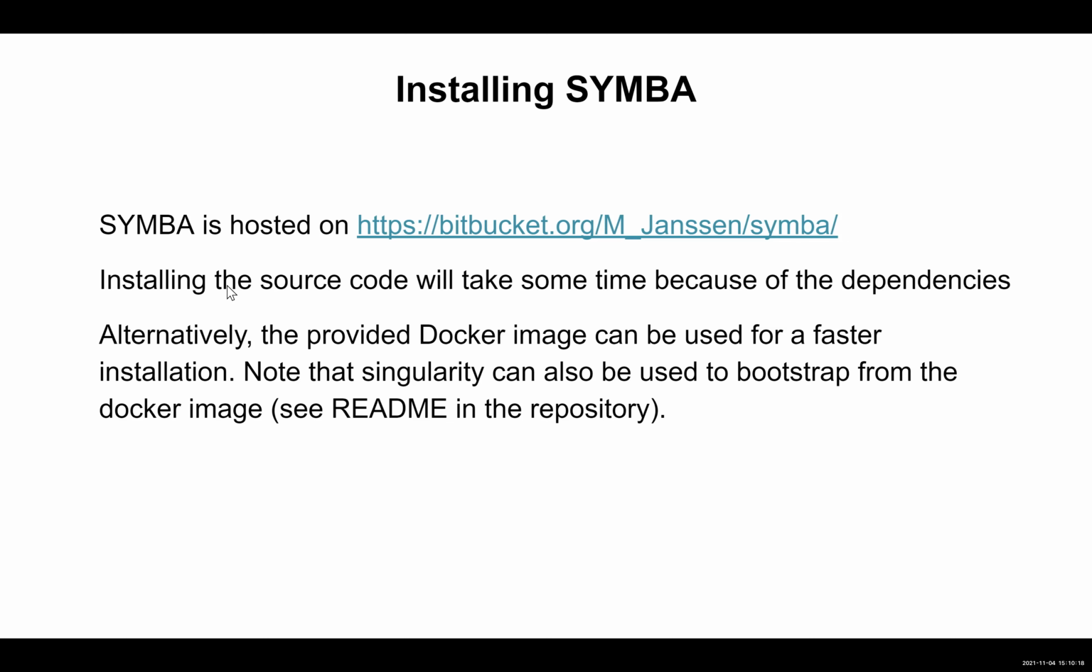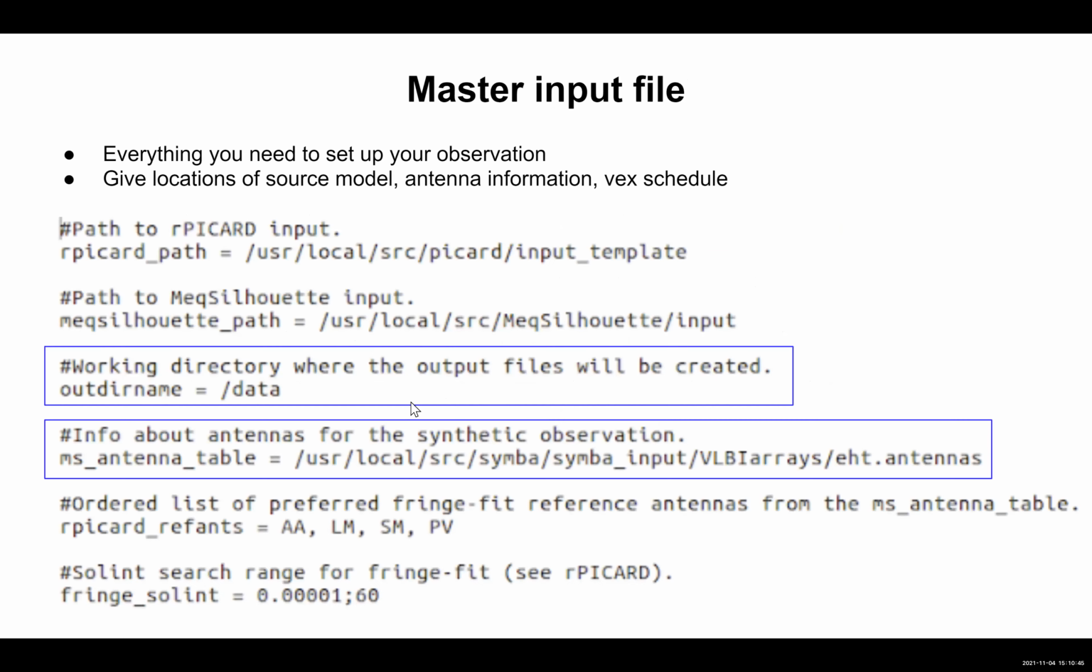If you want to install the source code locally, that could be a bit time consuming because it has a lot of dependencies. So it is probably easier to use the Docker image so that you can use this pretty much right away. And you can also use Singularity for that. And the instructions for doing that are all in the README in the repository.